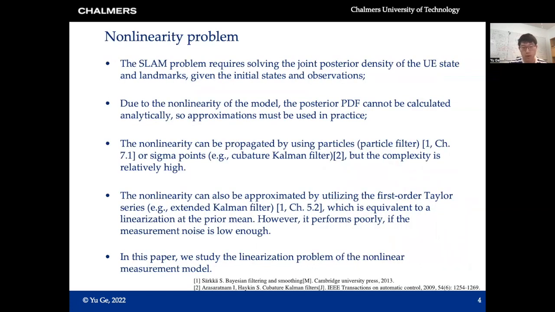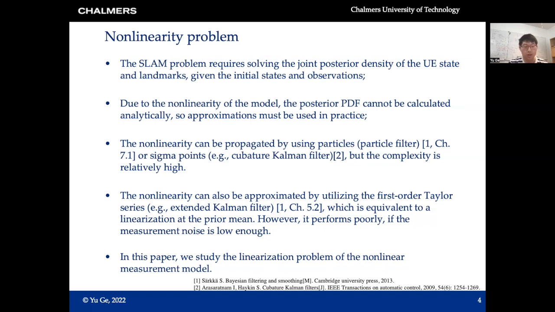The SLAM problem usually requires solving the joint posterior density of the UE states and the landmarks, given the initial states and the observation. However, the models considered in the SLAM problem are usually nonlinear. Due to the nonlinearity of the model, the posterior PDF cannot be calculated analytically, so approximations must be used in practice. The nonlinearity can be propagated by using particles, for example, using a particle filter, or sigma points, for example, using the cubature Kalman filter, but the complexity is relatively high, because a lot of particles or sigma points will be used.